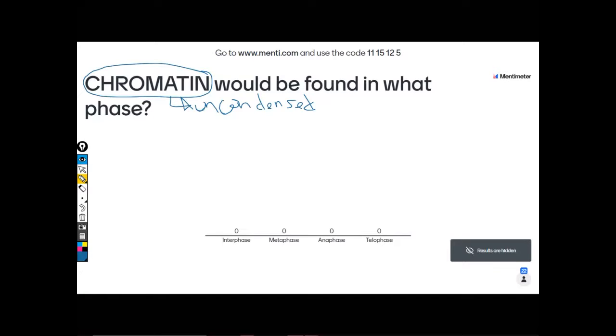why would I leave my DNA uncondensed like that? What's the purpose of that? Ease of access. Good.